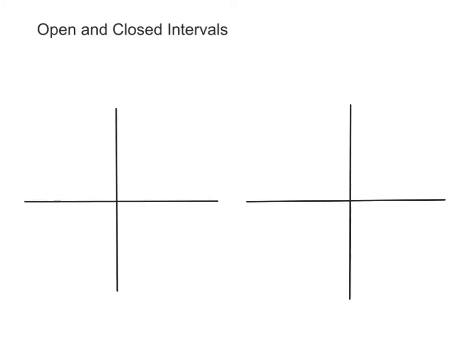Let's talk about open and closed intervals first, just as a review, hopefully. We're talking about open interval. An open interval is where the endpoints are not included, and we use parentheses for those. A closed interval is where these endpoints would be included, whatever those x and y values happen to be.